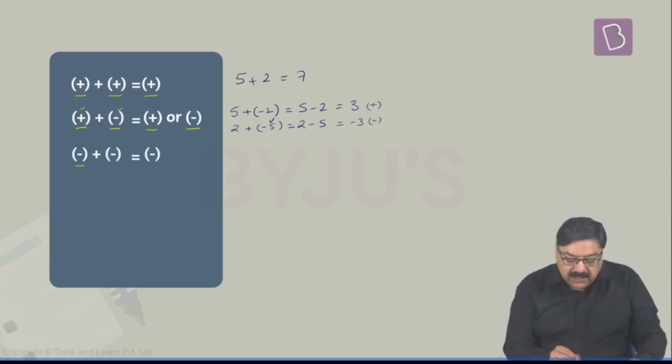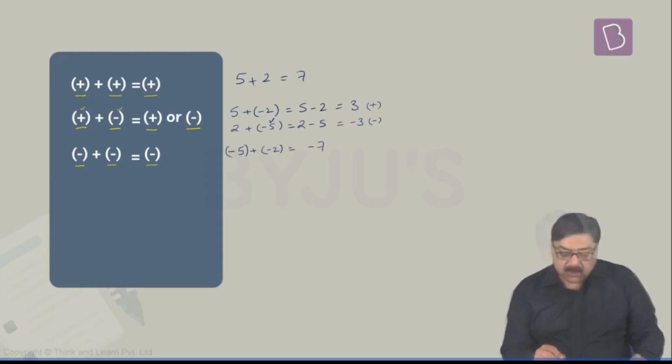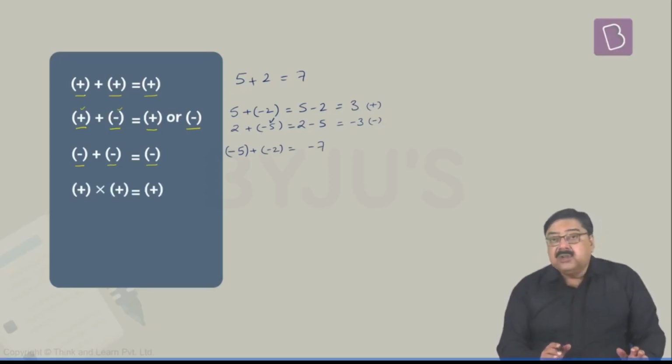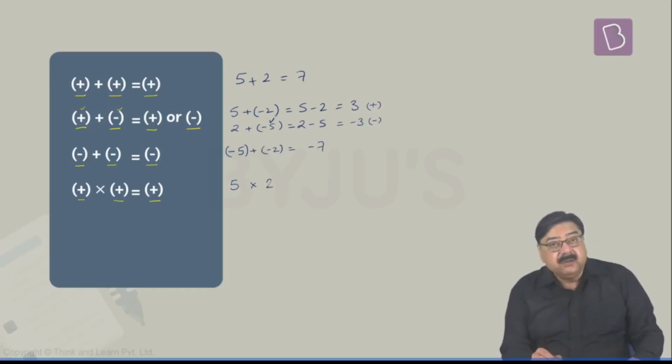Now, when a negative quantity is added with a negative quantity, the result is going to be negative. Let us say minus 5 plus minus 2 will become minus 7. Both are negative quantities added together and shall give us a negative quantity. Now let's talk about the multiplication part. Two positive quantities when multiplied with each other result in a positive quantity. Example, 5 is a positive quantity multiplied with 2, which is again a positive quantity. We know it gives us 10.